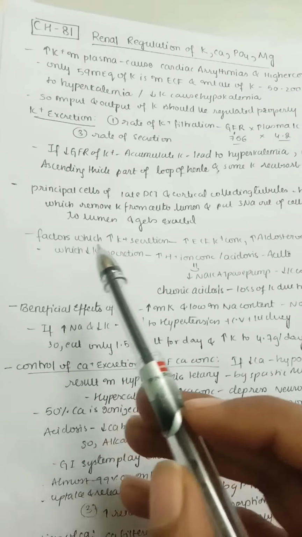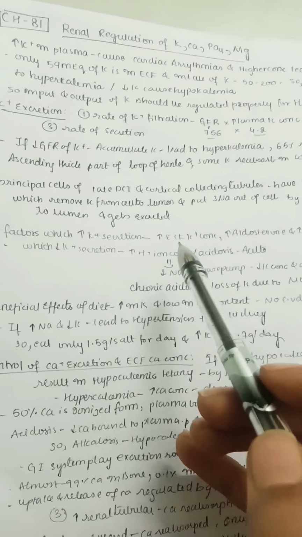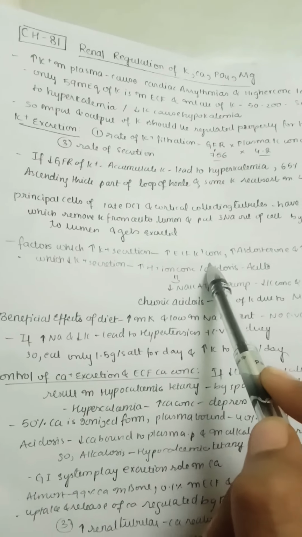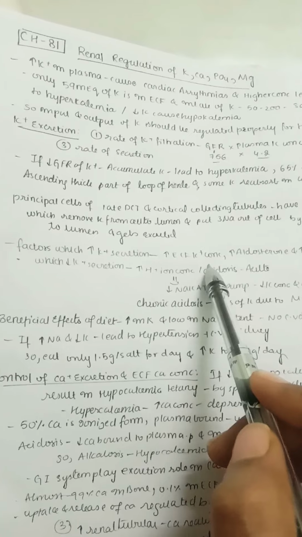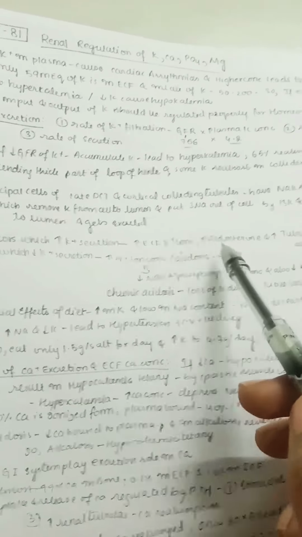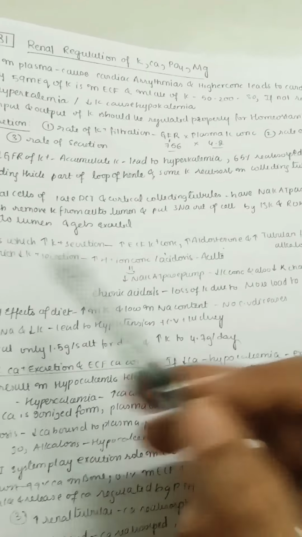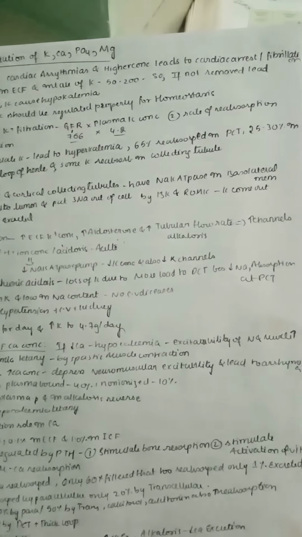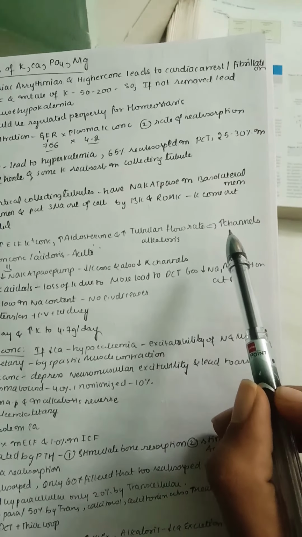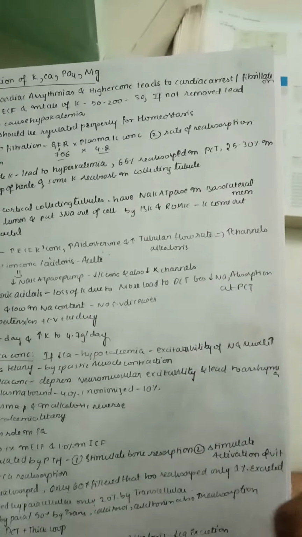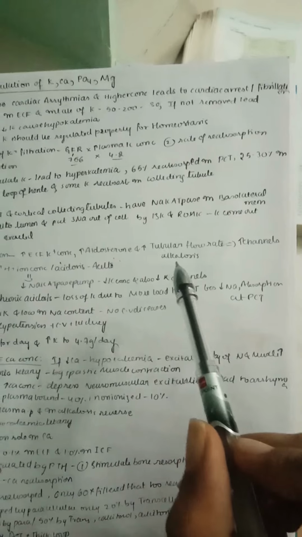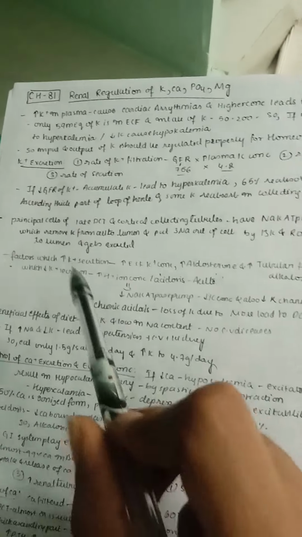The factors which increase potassium excretion are, of course, increased extracellular fluid potassium concentration. If our body finds there is a lot of extracellular fluid potassium, it immediately activates the kidney cells to excrete more potassium. Whenever there is high aldosterone, as we have just seen, and a higher tubular flow rate, potassium secretion also increases, because with higher flow rate the channels like BK and ROMK, which transport potassium towards the tubular lumen, also increase. And alkalosis also leads to increased potassium secretion.